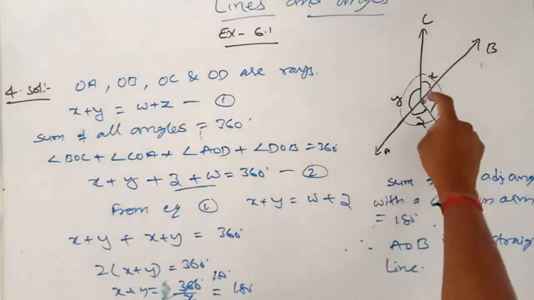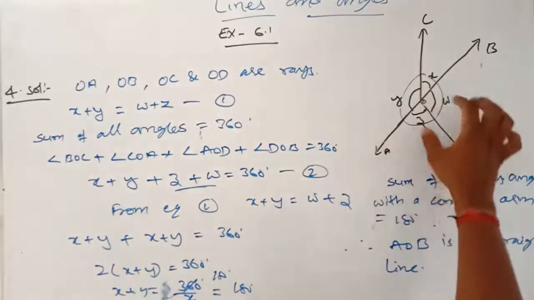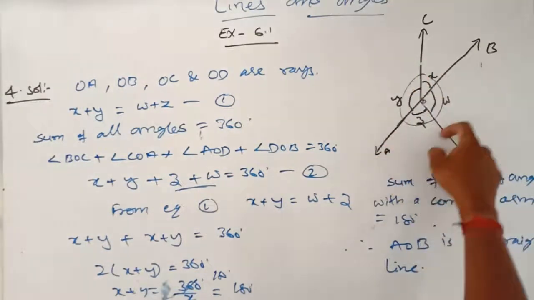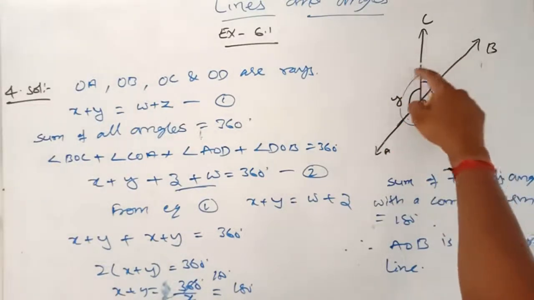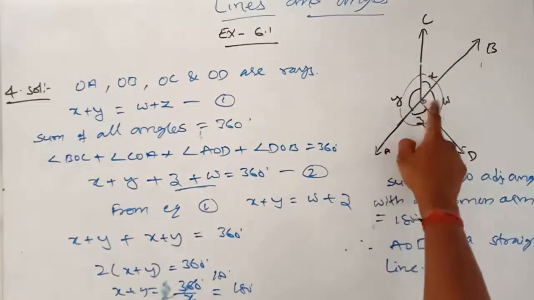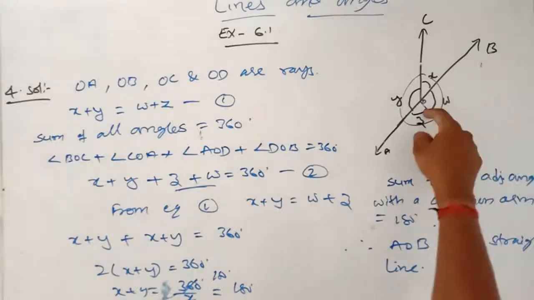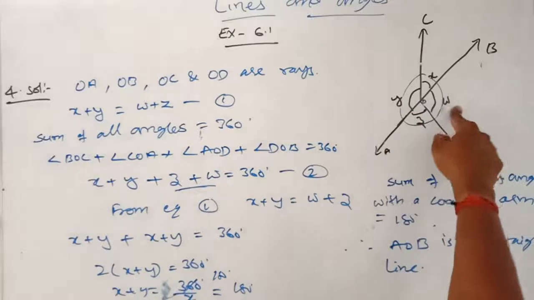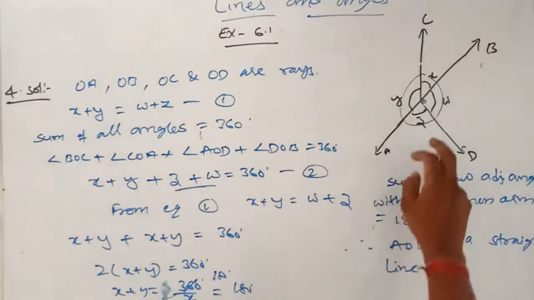So here I am taking OA, OB, OC and OD as the rays, and the condition is given: x plus y is equal to w plus z. Clearly, when I add all these angles, I am going to get an angle of 360 degrees because it is a complete angle. Now angle BOC plus angle COA plus angle AOD plus angle DOB is equal to 360. BOC's value is x, AOC's value is y, AOD's value is z and DOB's is w. So x plus y plus z plus w is equal to 360.